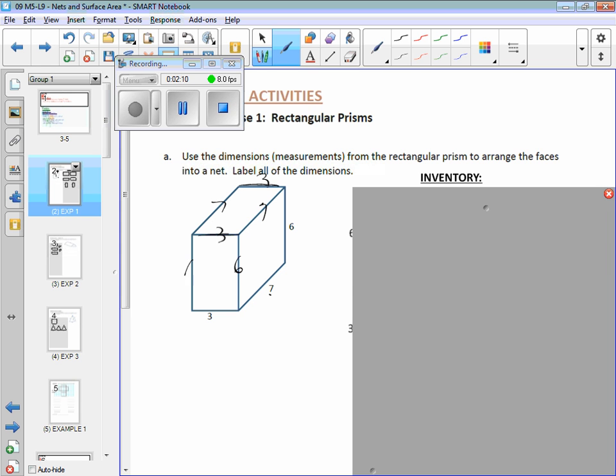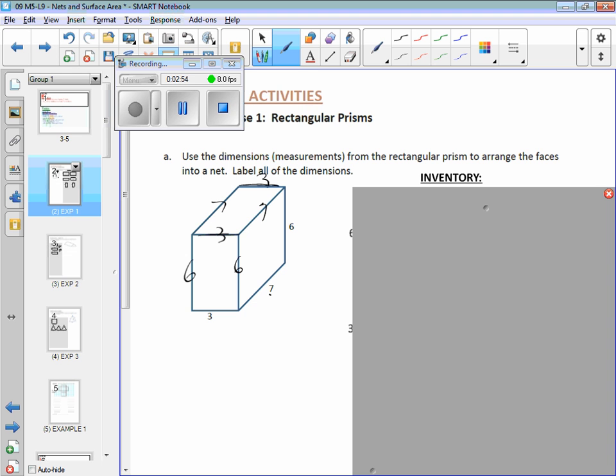Okay, so we have the front is a 6 by 3. It matches up with the back, which is also a 6 by 3. So that's not a unique shape or a unique face. So you have one that's 6 by 3. This side piece is 6 by 7. It matches up with another 6 by 7. So now we have 2 unique faces. And then what's the third unique face? Unique means one of its kind. 7 by 3. So you have a 7 by 3, which is the top. The bottom is not a unique face because it matches up with the top.